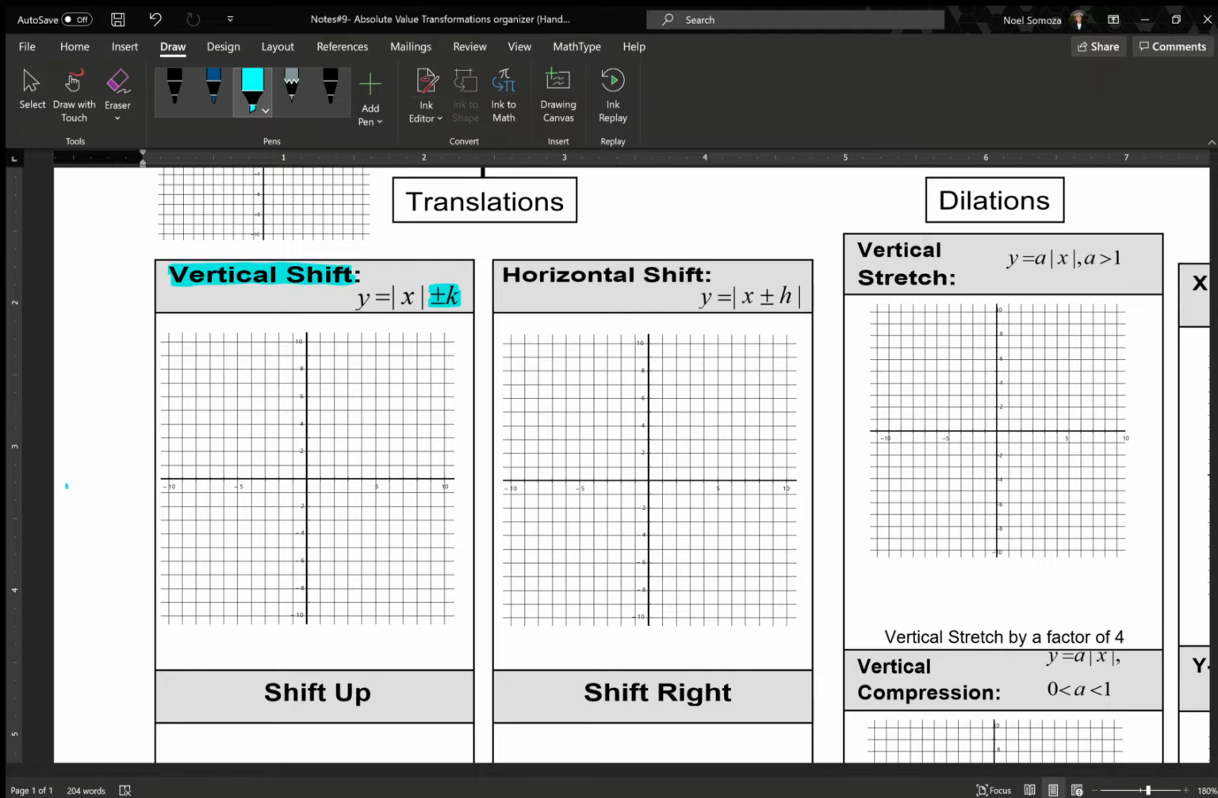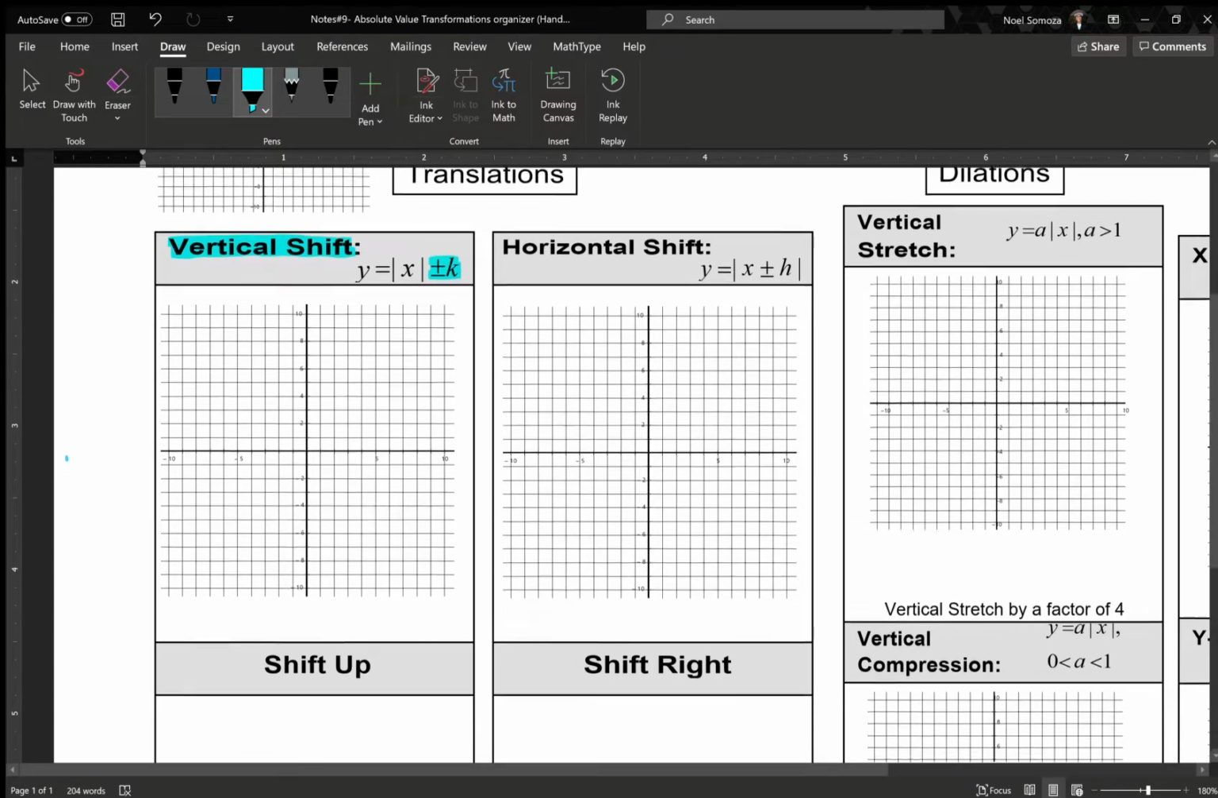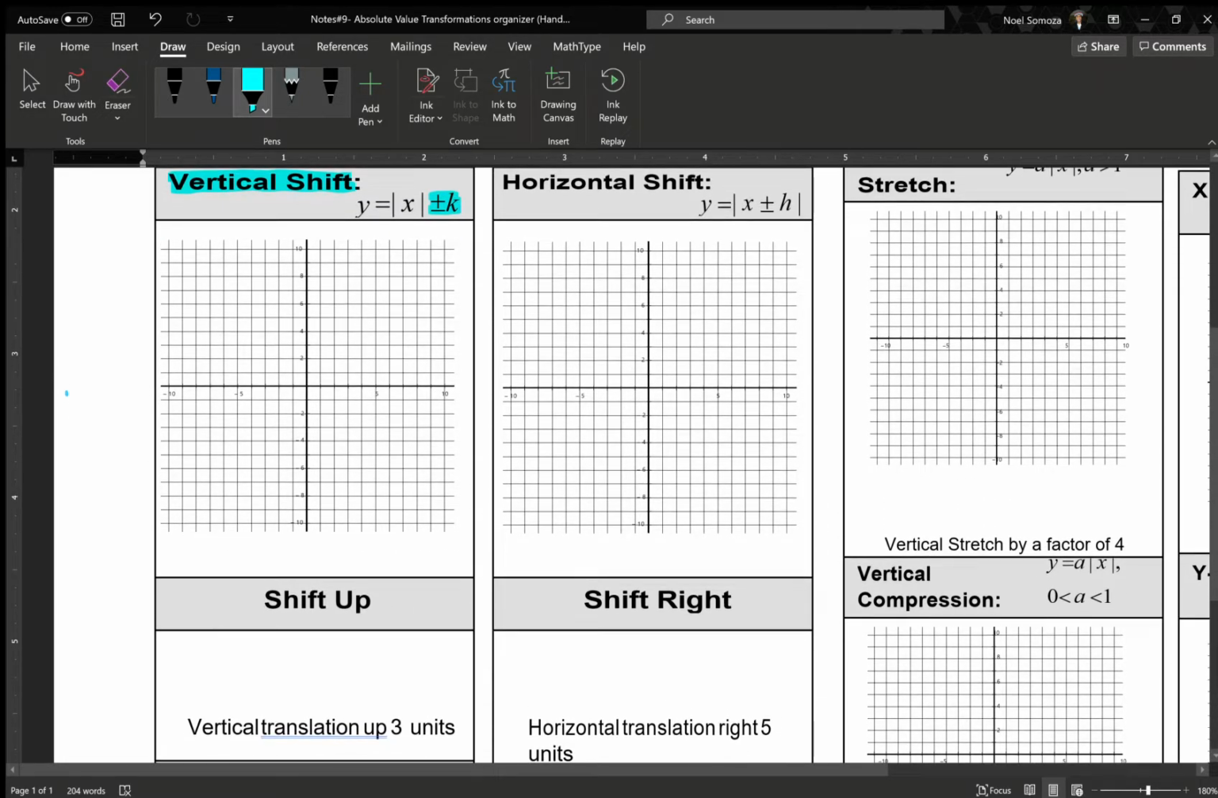Okay, so in this case, if you take a look down at the bottom, there is a section that asks us to write what would a vertical translation up 3 units look like? Okay, so this is pretty simple. You would begin by writing the parent function, which is y equals absolute value of x. And if I want to shift something up, then I would add 3 to the end of the absolute value. Okay, so it's pretty simple. I just add 3.